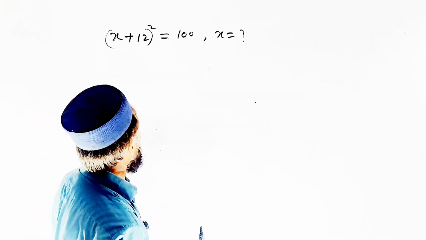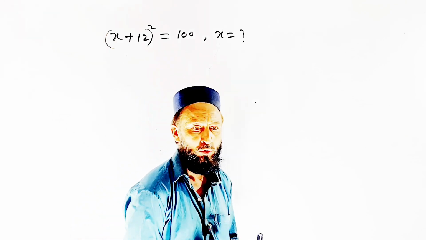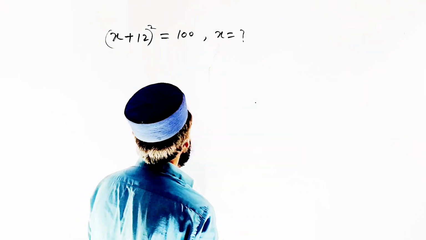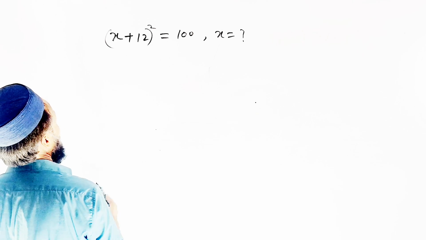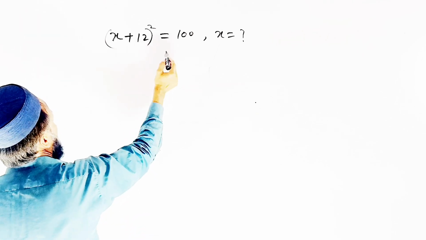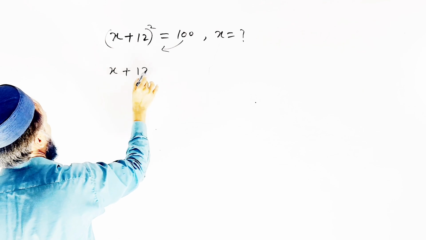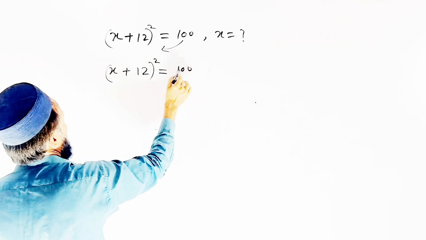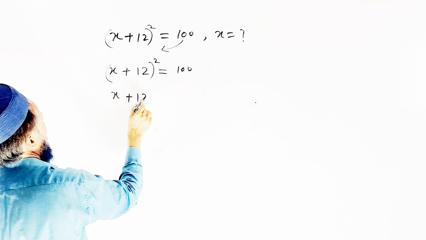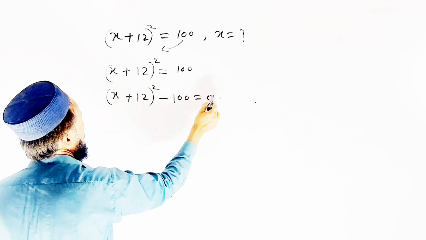A quadratic equation is given, and the degree of the variable is 2. It means that we have two roots of this equation. If we directly calculate, we get just one root. So now we transfer this: (x + 12)² is equal to 100, and (x + 12)² minus 100 is equal to 0.